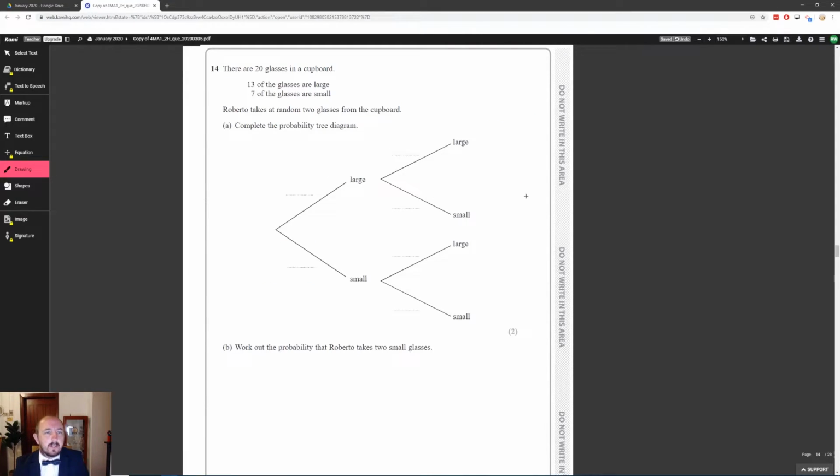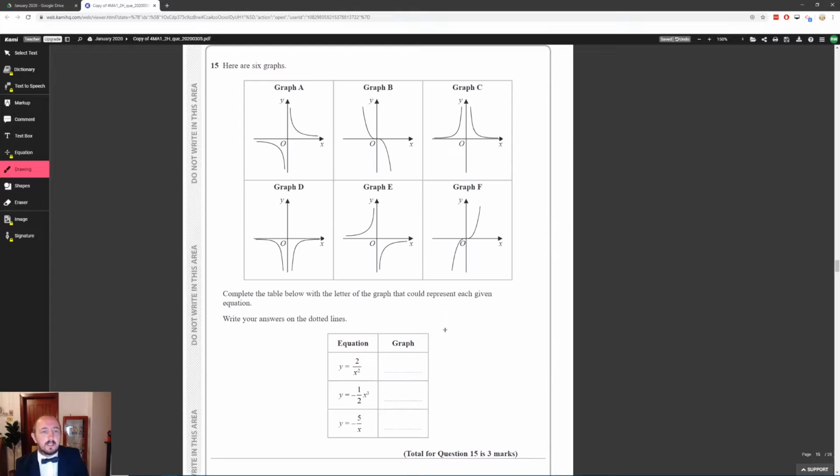Question 14, we've got 13 large glasses out of 20, so 7 small. And then if we take a large, that leaves 12 out of 19 and still 7 out of 19 here. And if we take a small one, we still have 13 19ths here and 6 out of 19 there. If you take 2 small glasses, we're going to go 7 out of 20 times 6 out of 19, 21 over 190.